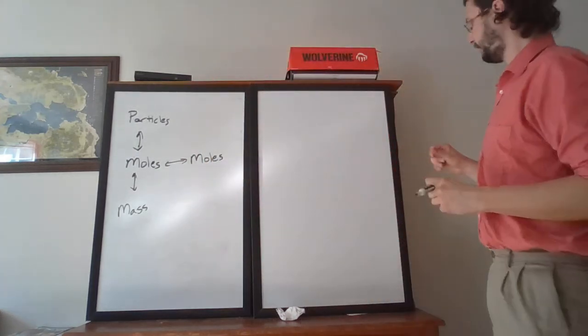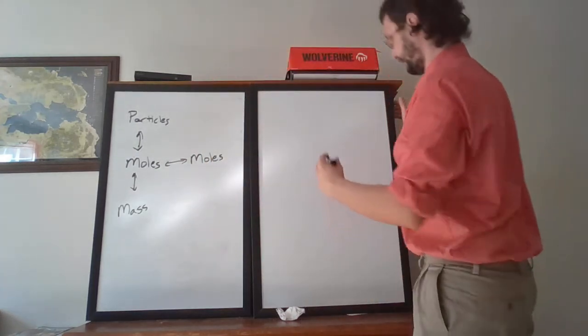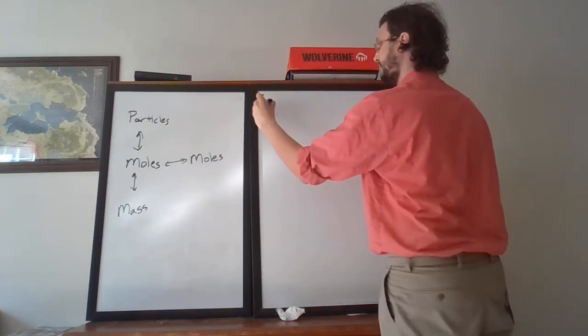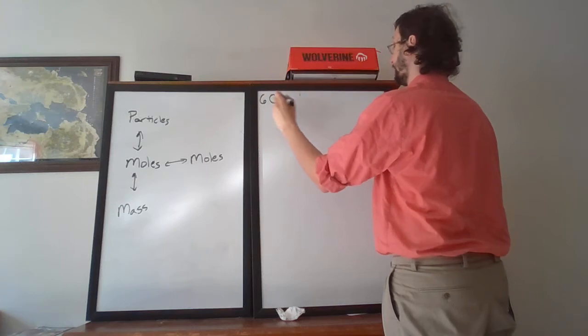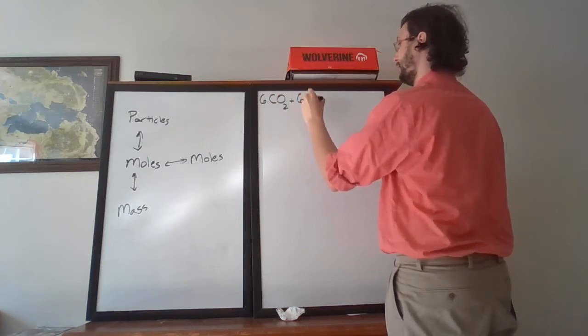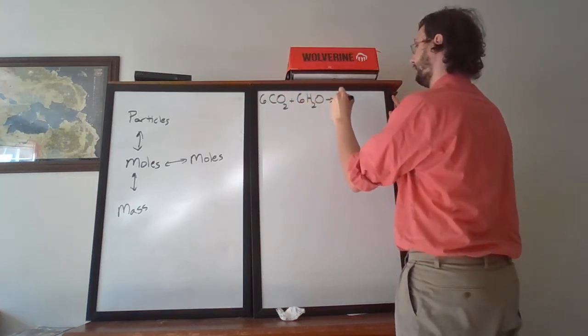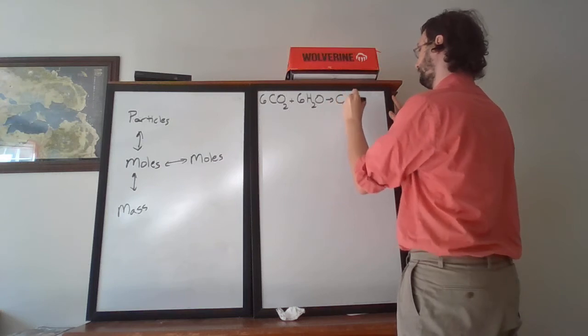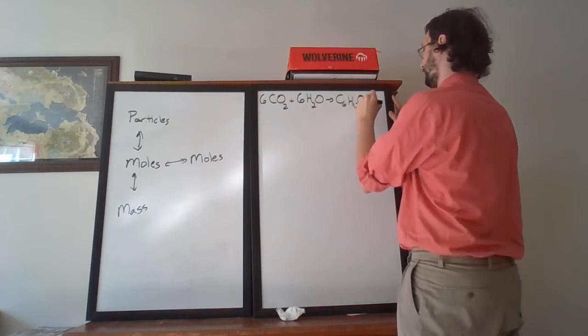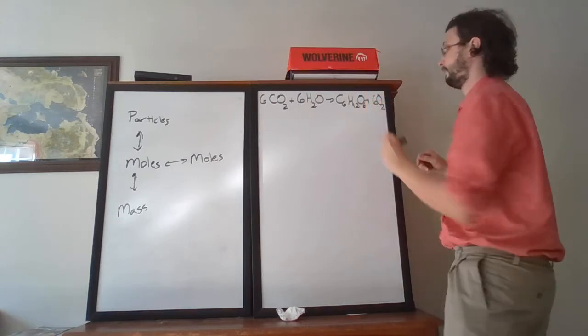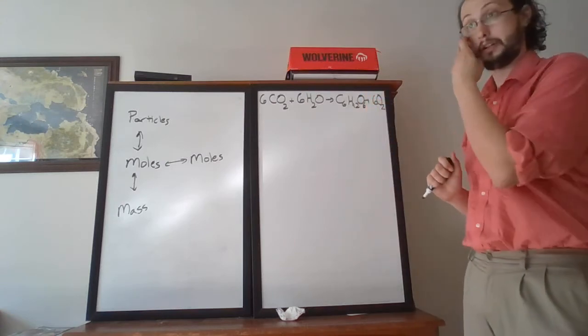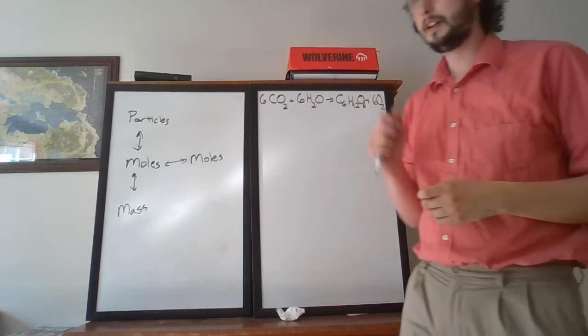So, for this first problem, we're looking at photosynthesis. And in photosynthesis, you've got 6 carbon dioxides combined with 6 waters to create glucose and 6 oxygens, 6 O2. You can see that on your page there for today's assignment.